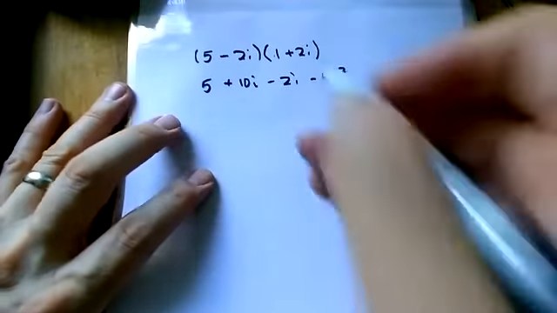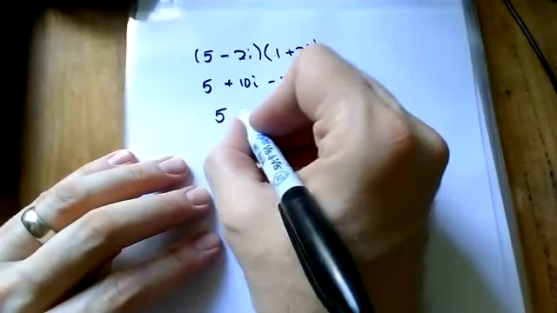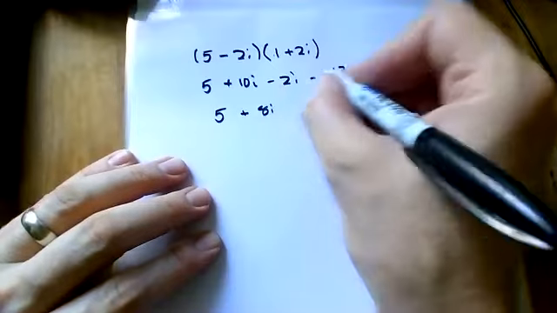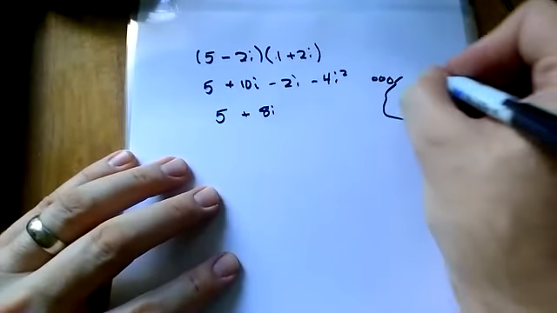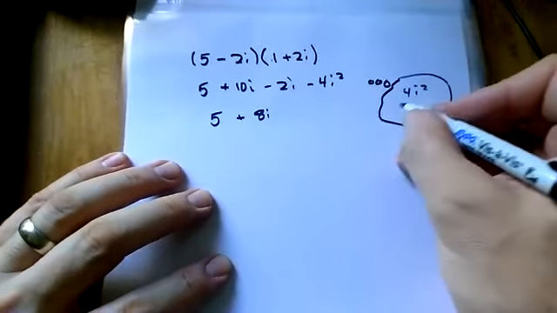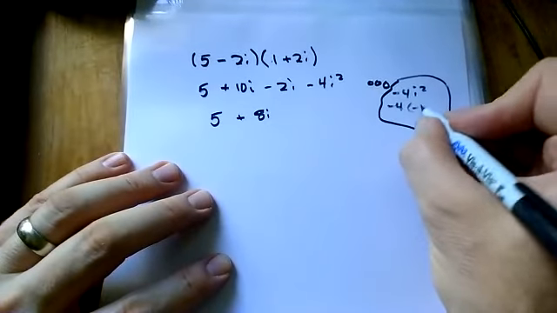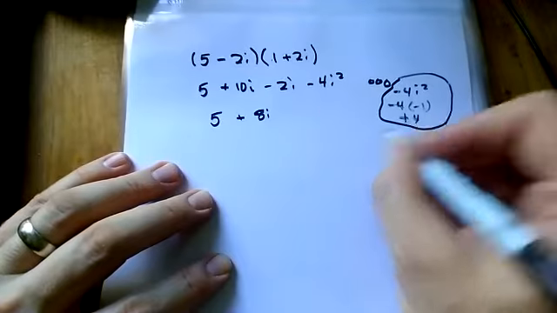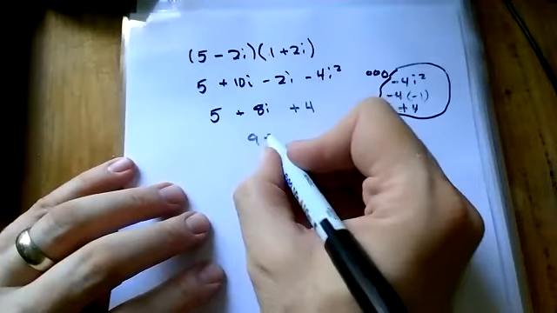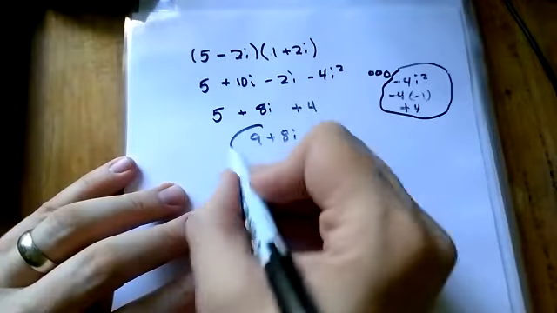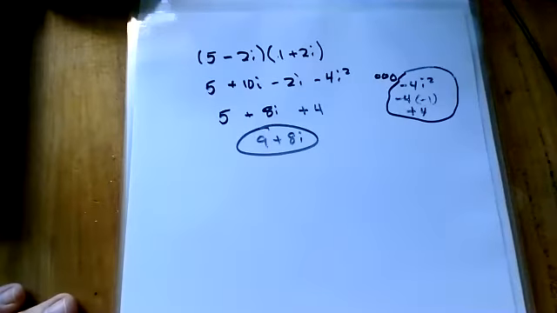So again, we can think about this a little bit. I could say, oh, this is going to be 5 plus 8i. And I'm going to go ahead and just think for a moment and say, okay, minus 4i squared, that's the same thing as negative 4 times negative 1. So this is going to be a positive 4. So I could just add 4 here to the end. Oh, this is going to be 9 plus 8i. And we're done. Three steps.